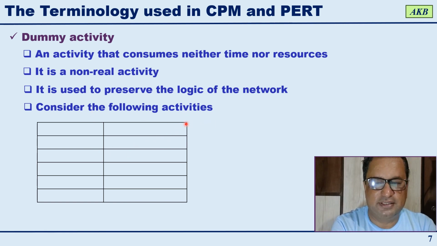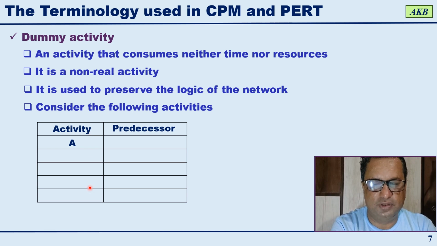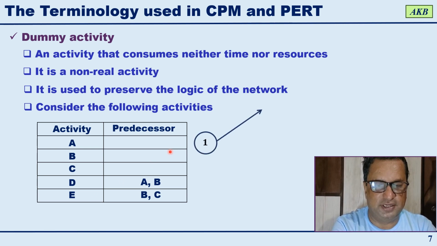Now let us consider the following activities. Let us understand the concept with an example. So you have different activities. In the first column, I will be listing various activities, and in the second column, I have listed immediate predecessor activities. Okay, so for example, activity A, B, C, D, and E. So we have 5 different activities, and then let us talk about the predecessor activities. For activities A, B, and C, there are no predecessor activities, whereas for activity D, A and B are the predecessor activities, and for activity E, B and C are the predecessor activities.